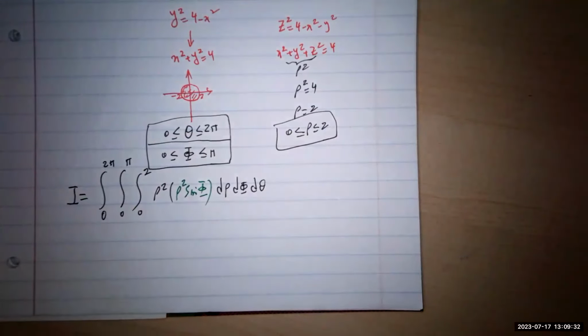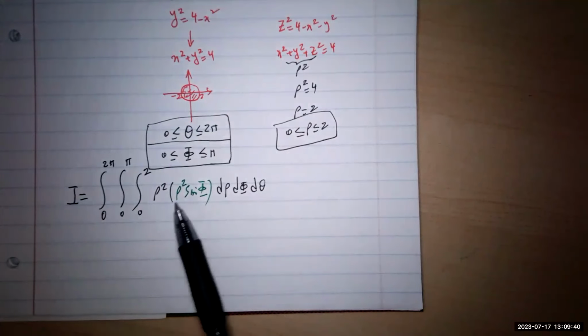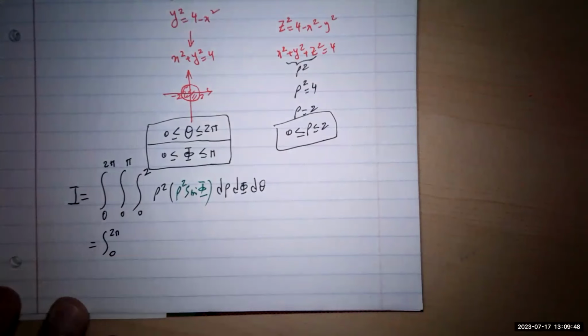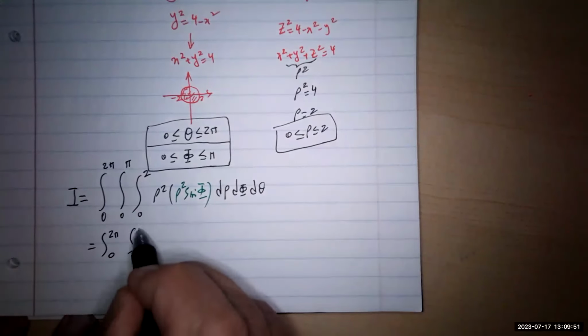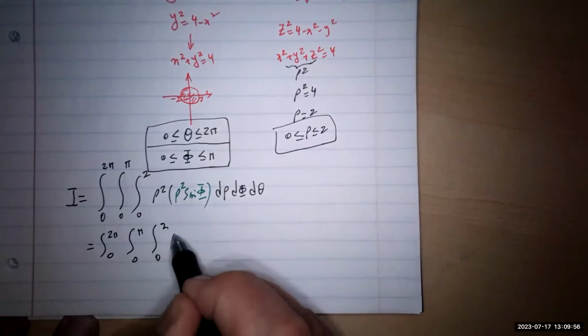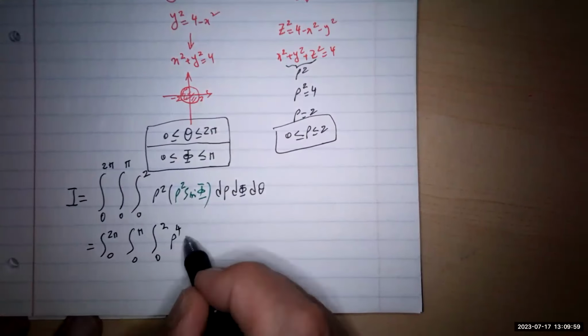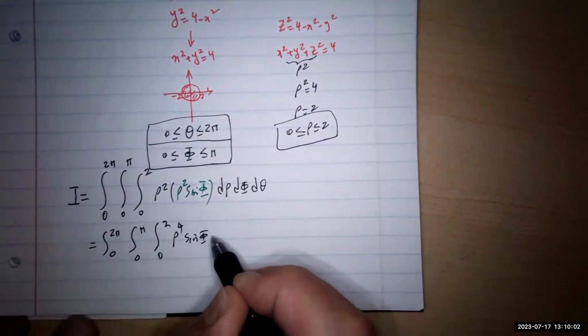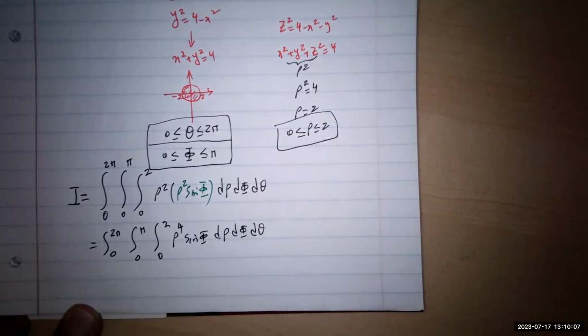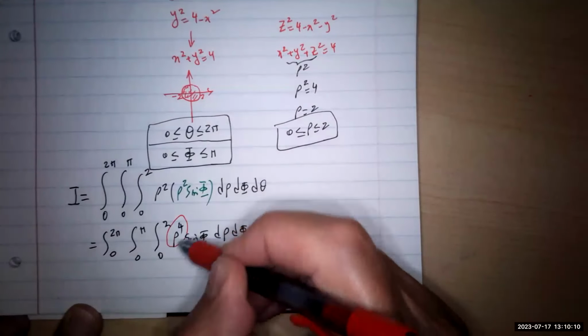You see, we shrink the integral quickly. Any question? It's easy to integrate. We have rho squared times rho squared, which gives us rho to the 4th. So it's theta from 0 to 2 pi, phi from 0 to pi, rho from 0 to 2, of rho to the 4th times sine of phi, d rho, d phi, d theta. So we integrate this one first.